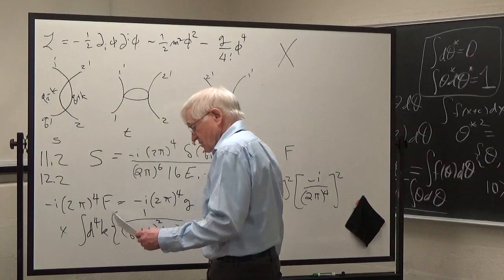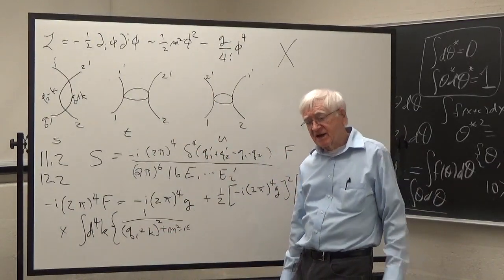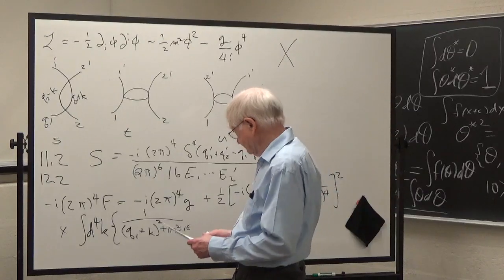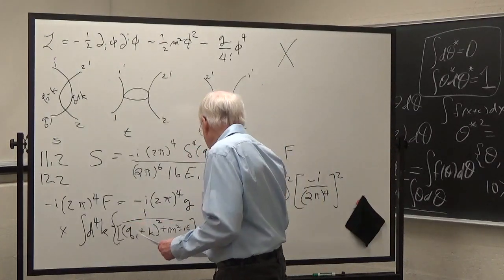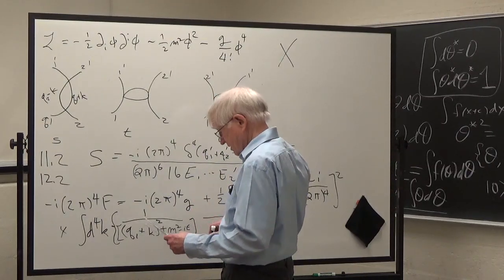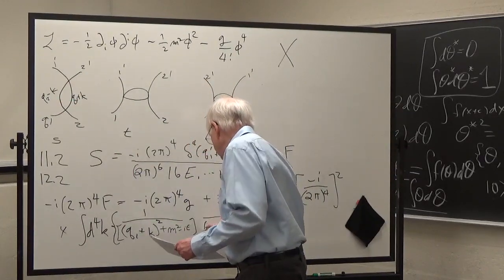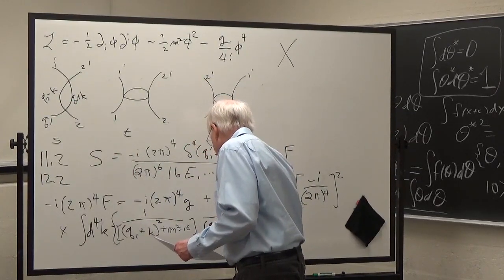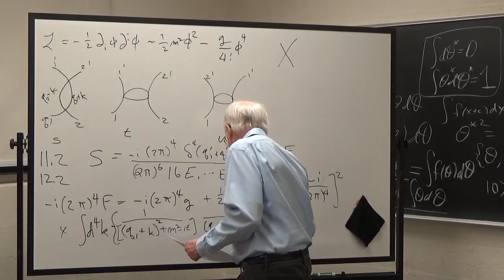And now, because we're at one loop order, we have to keep the i epsilons. And the next factor is 1 over, well, it's the other propagator, and that's q2 minus k squared plus m squared minus i epsilon.